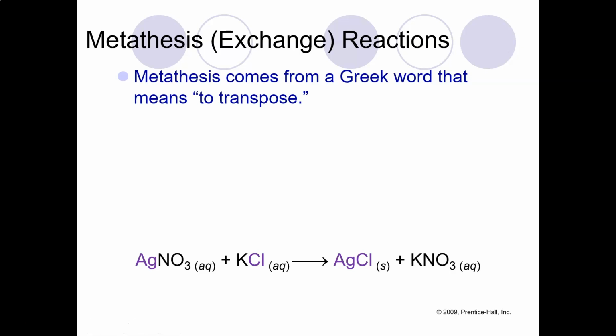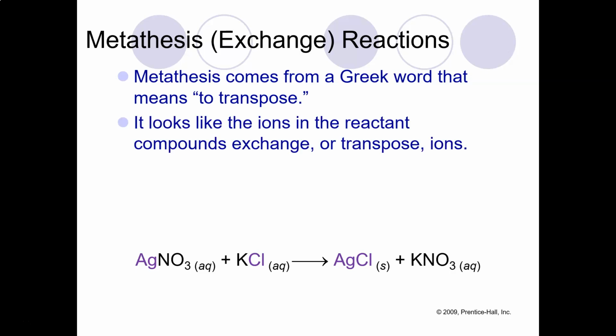The textbook also calls them exchange. In previous chemistry classes, these would have probably been called double replacement or double displacement reactions. I'm just using the terminology that our textbook uses to be consistent, but it means the same thing. So metathesis means to transpose. That's where this term comes from.